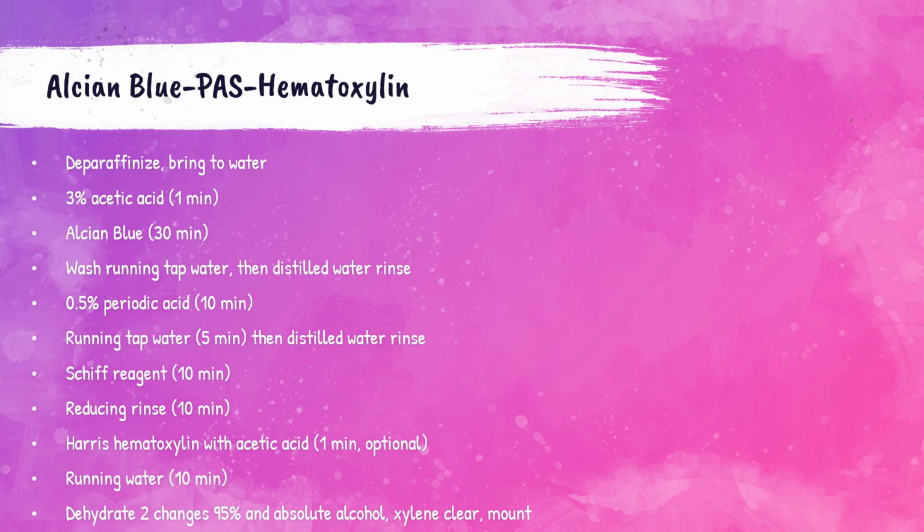Then the sections will need to be in Schiff reagent for 10 minutes and then another 10-minute period in a reducing rinse. Harris hematoxylin with acetic acid is an optional step, but if needed, the section should be in there for about 1 minute. After that, you want to place the sections in running water for 10 minutes, and after that 10-minute period, the tissue needs to be dehydrated with 2 changes of 95% and absolute alcohol, cleared with xylene, and then mounted with synthetic resin.